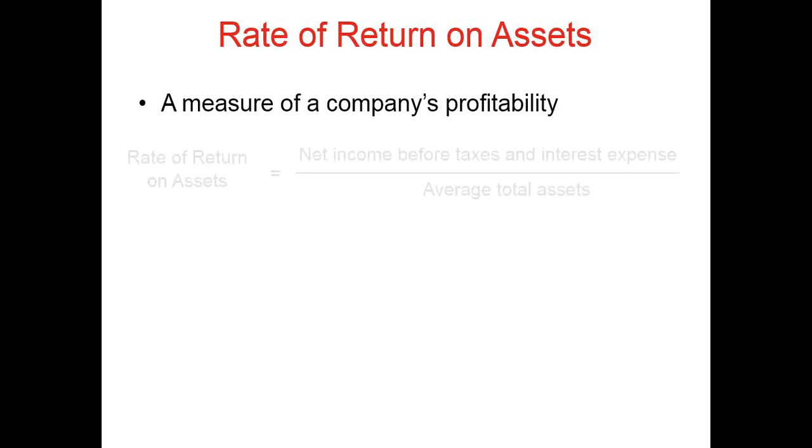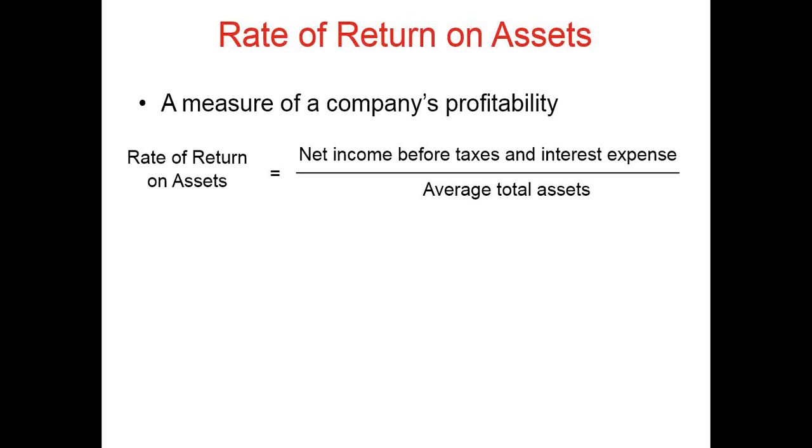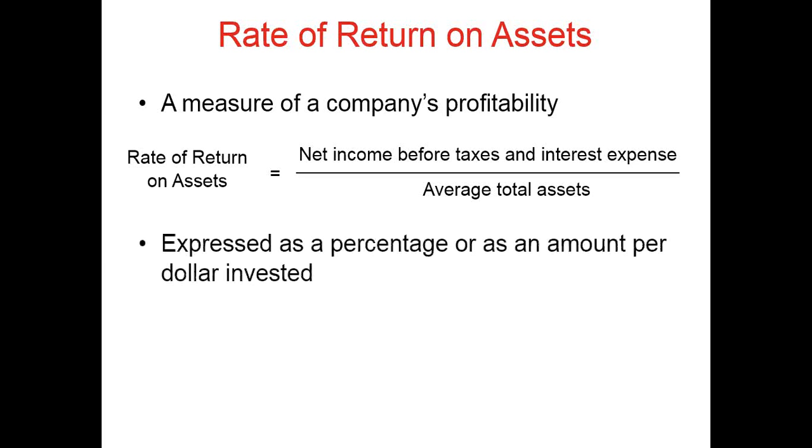The way it is calculated is net income. Remember where that comes from, the income statement, before taxes and interest expense. So you may need to add a couple numbers back to net income. Divided by average total assets. Assets at the beginning of the period plus assets at the end of the period divided by 2. Expressed as a percentage.